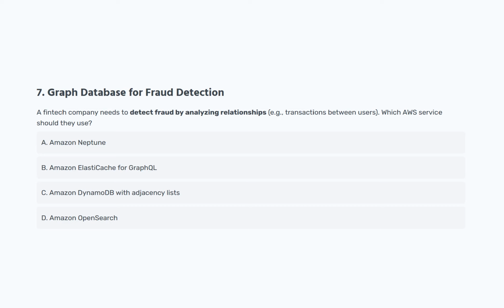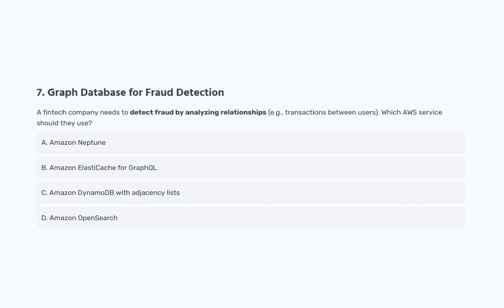Oh, an easy one. Graph database for fraud detection. What comes into your mind? A fintech company needs to detect fraud by analyzing relationships and transactions between users. Which AWS service should be used? That is definitely going to be Amazon Neptune. Neptune is the purpose-built graph database. That's an easy one.